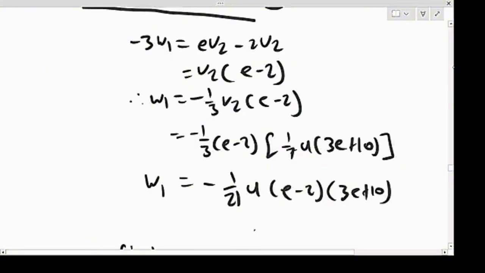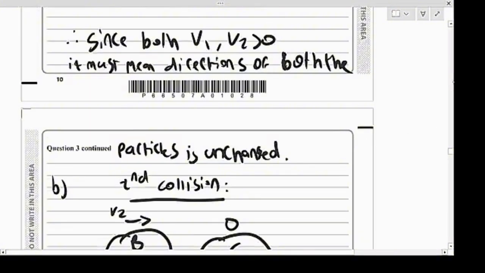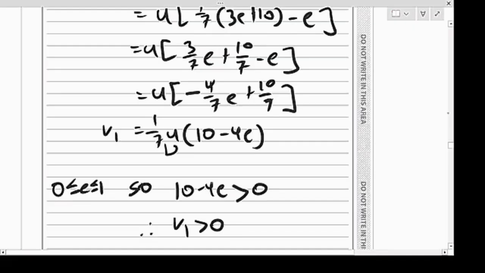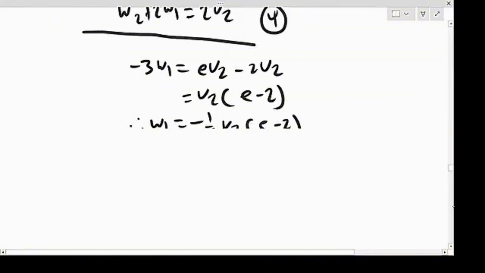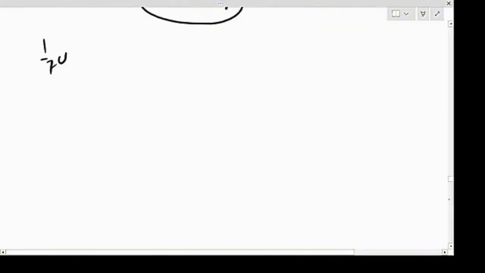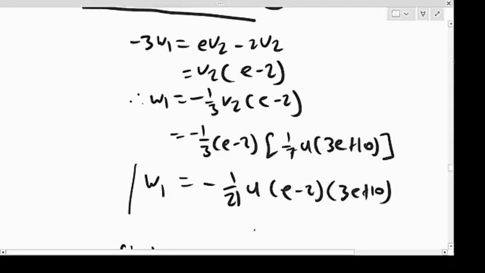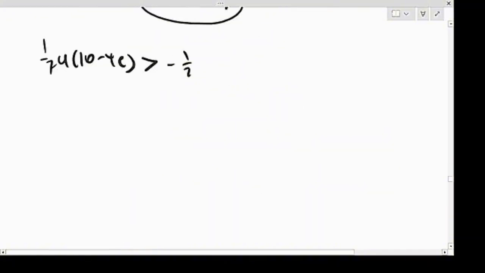So if I substitute my expressions in, V1's here, right? V1 is a seventh u of 10 minus 4e. So if I substitute that in, and so that has to be greater than W1, which was this expression here. So minus 1 over 21 u of (e minus 2)(3e plus 10). And so at this point, effectively, I just have to deal with this inequality. So I should probably try and solve it.